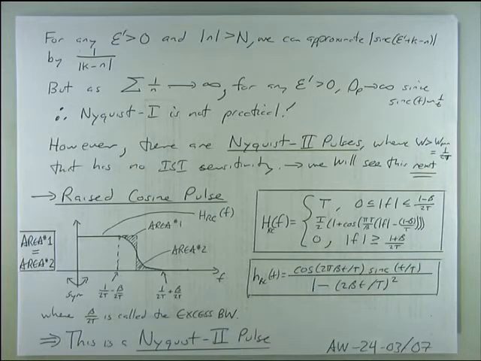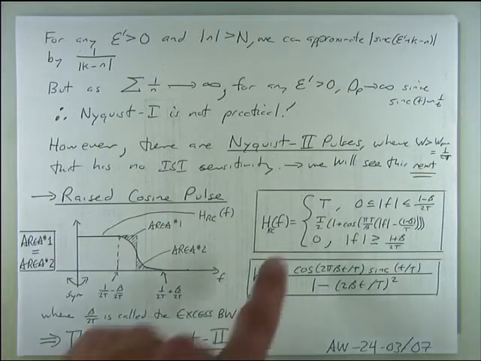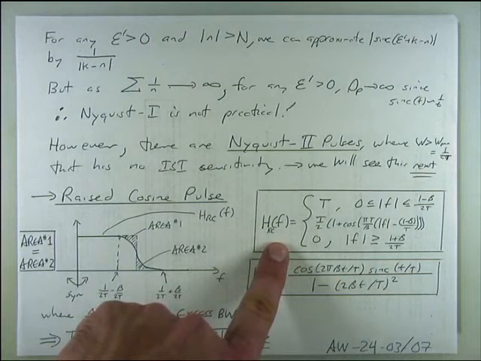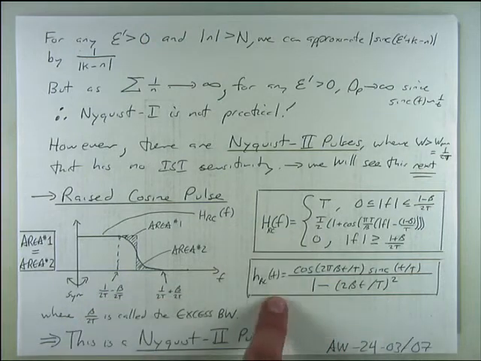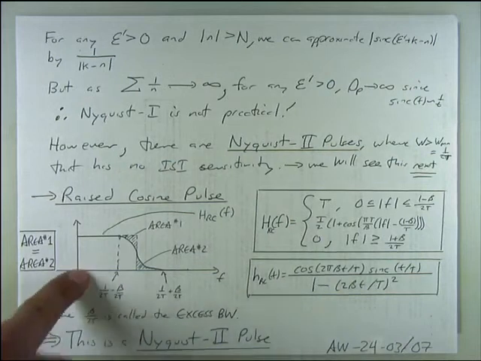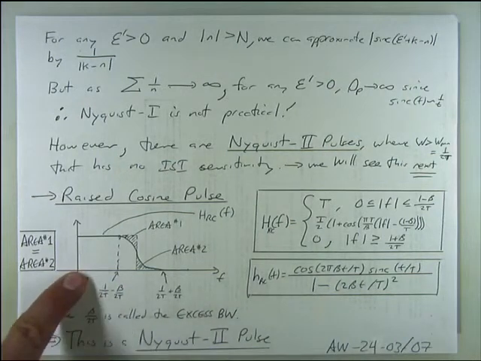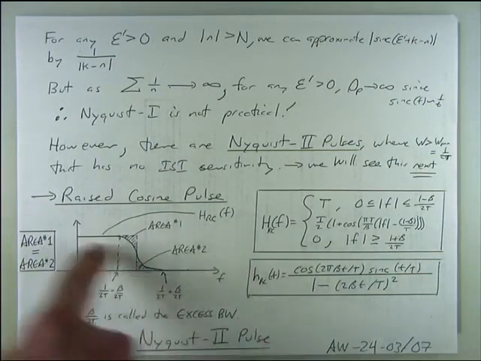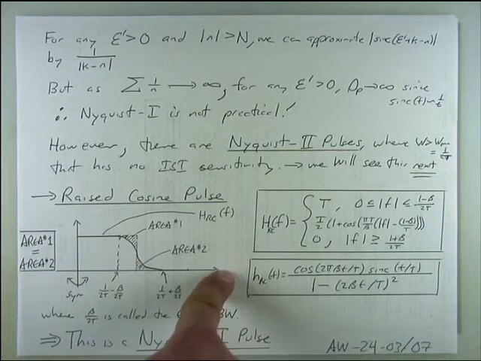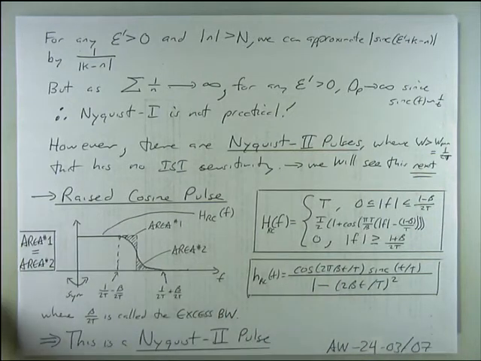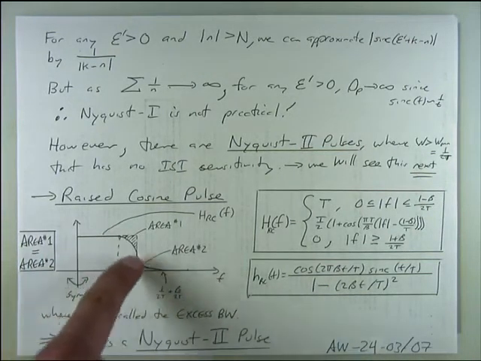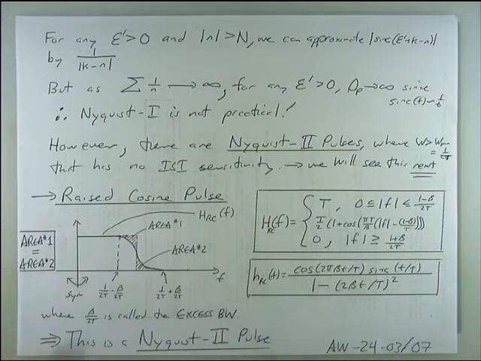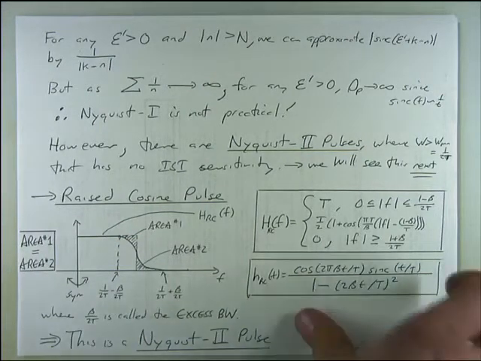So what happens is, the time domain representation of H_RC of f is this guy here. And what we're looking for essentially is when we overlap the spectra. So we have one spectrum centered at zero, and we're going to have another copy of that centered at 1 over T, and then at minus 1 over T. And what we'll see is that the area here and the area here will sum together to be a flat line.